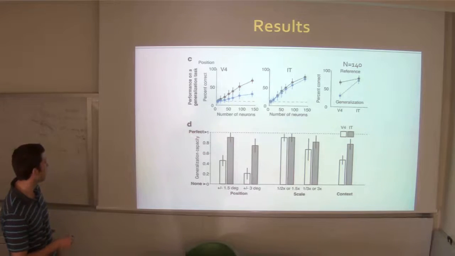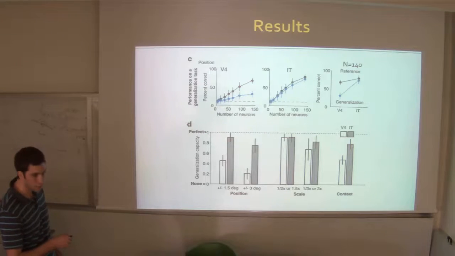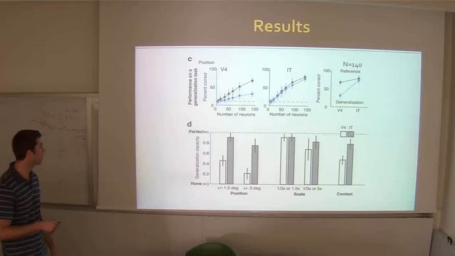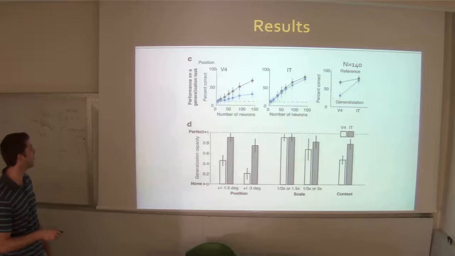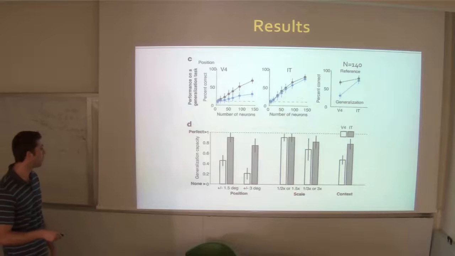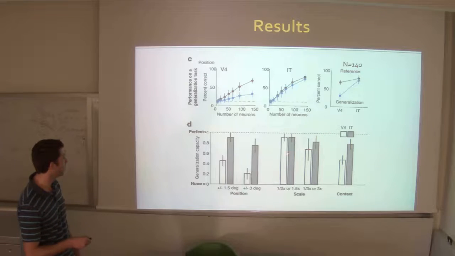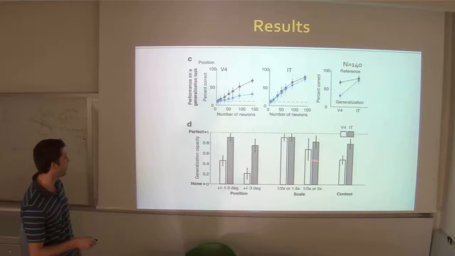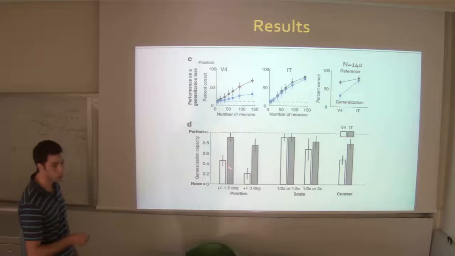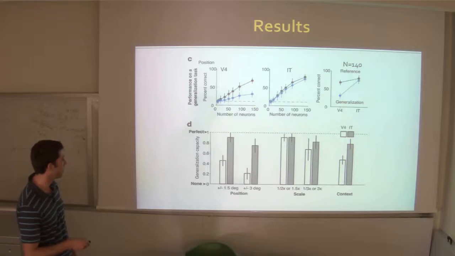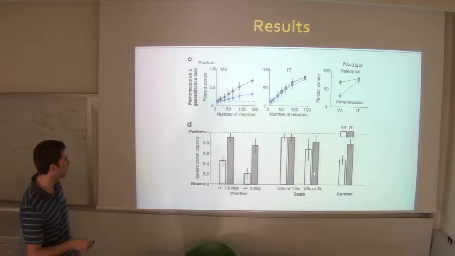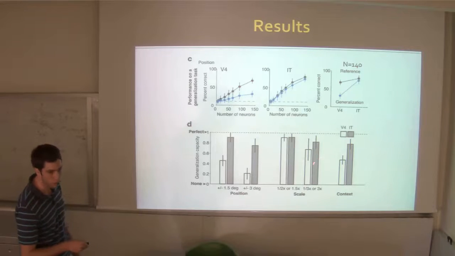So what do we see? We see the capacity. The capacity is basically the blue line divided by the black line. If you're perfect at generalization, you get a capacity of 1. If you're very bad, you get 0. And you can see how IT neurons, in all of the tests they did, had better generalization capacity. Maybe at this scale of half or 1.5 they were almost the same, but when you change the scale a bit more, you can see the difference.